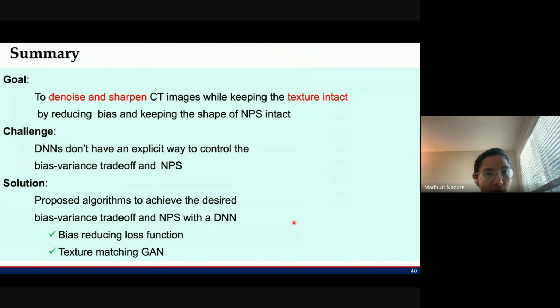So in summary, our goal was to denoise or sharpen CT images while keeping the texture intact by reducing bias and keeping the shape of noise power spectrum intact. But the challenge is deep neural networks don't have explicit way to control both of these parameters, bias variance trade-off or noise power spectrum. So we proposed two algorithms to tweak these two features. We propose bias reducing loss function to adjust the bias variance trade-off, and texture matching GAN to match the noise power spectrum.